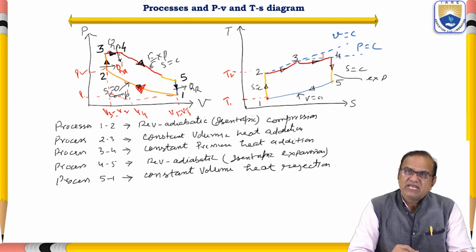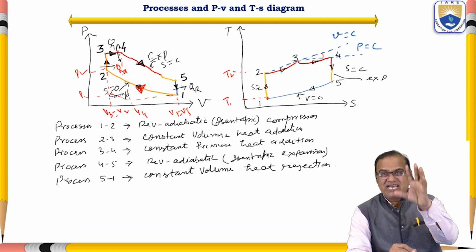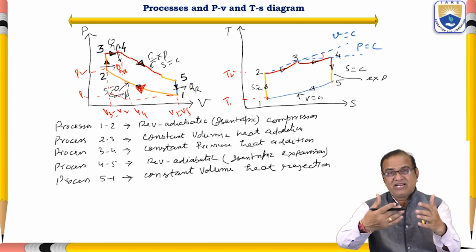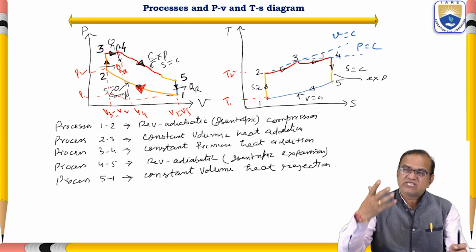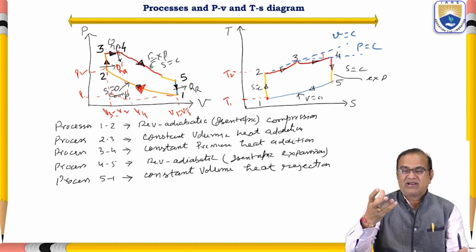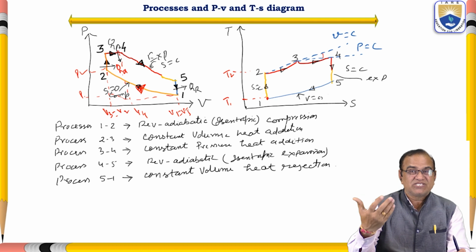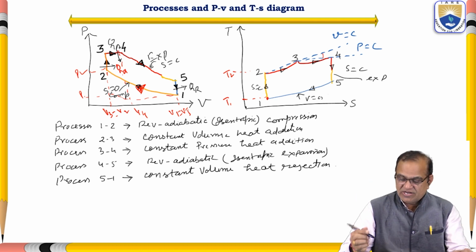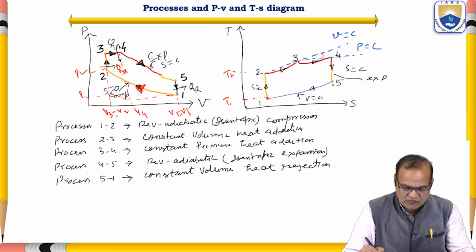So 2 to 3 is a constant volume process, and 3 to 4 is a constant pressure process. In this, fuel is injected, fuel is burned, and this fuel is used for the further expansion process. In this expansion process, we get the power. We get the work done in the expansion process only. In the expansion process, pressure and temperature will reduce. You can see it from 4 to 5.